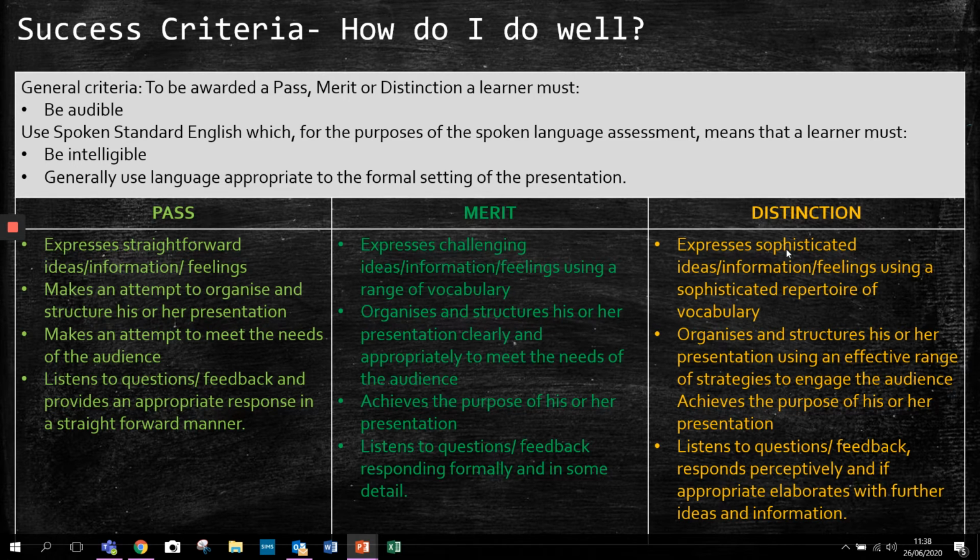And also thinking about strategies like eye contact, like pausing and moving from first person to third person narrative with a little bit of second person in there as well. Really thinking about how you've constructed this. And then listens to questions and feedback, responds perceptively, and if appropriate, elaborates with further ideas and information.